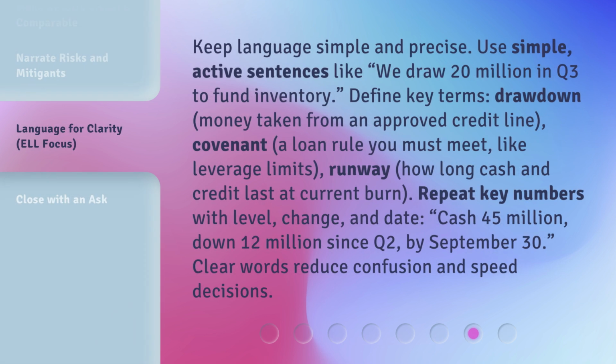Keep language simple and precise. Use simple, active sentences like, "We draw $20 million in Q3 to fund inventory." Define key terms. Drawdown: money taken from an approved credit line. Covenant: a loan rule you must meet, like leverage limits. Runway: how long cash and credit last at current burn. Repeat key numbers with level, change, and date. Cash $45 million, down $12 million since Q2 by September 30th. Clear words reduce confusion and speed decisions.